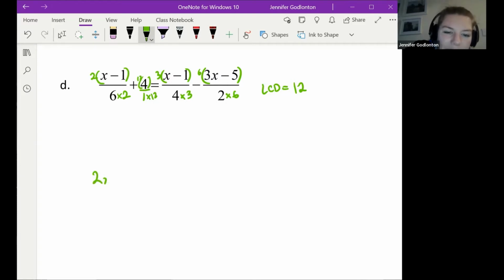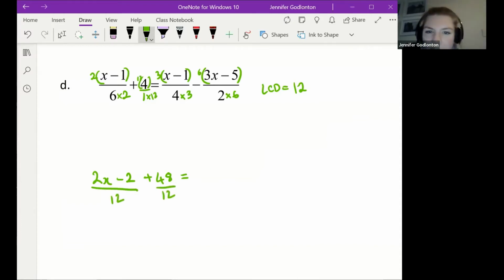I like what you're saying. I'm just going to leave a little bit of space over here. Keep on going. Ma'am, and then it's going to be 48 plus 48 over 12. Then it's going to equal 3x minus 3. Ma'am, can I continue? Keep on going. Then it's going to be 18 minus 30 over 12.